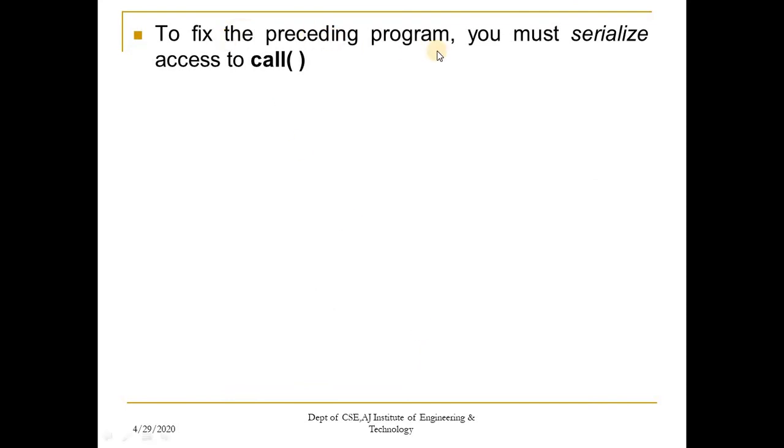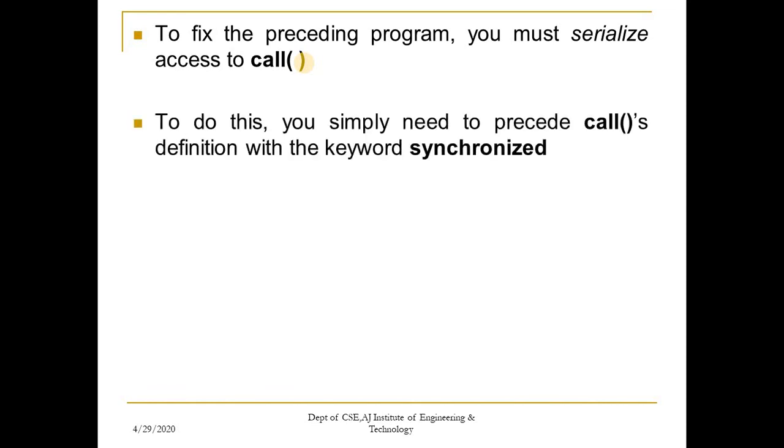To fix the preceding program, you must serialize access to call. You must serialize the access to the call method, that is, you must see that the first thread executes the call method, finishes executing, then only the next thread should be allowed to call the call method. To do this, you simply need to precede call's definition with the keyword synchronized. So in the definition of the call method, you need to use the synchronized keyword.